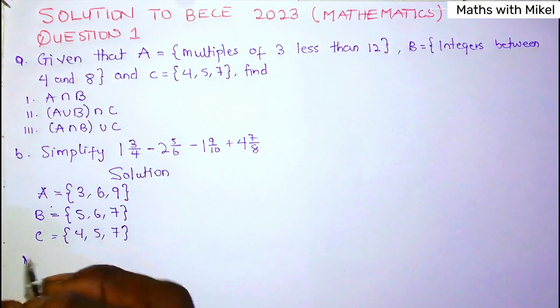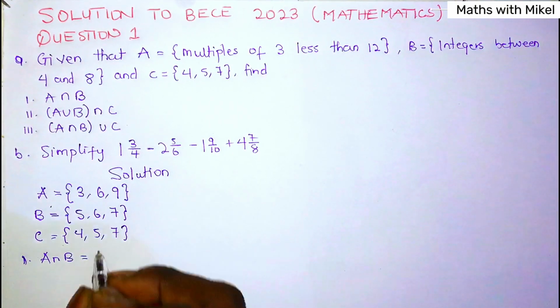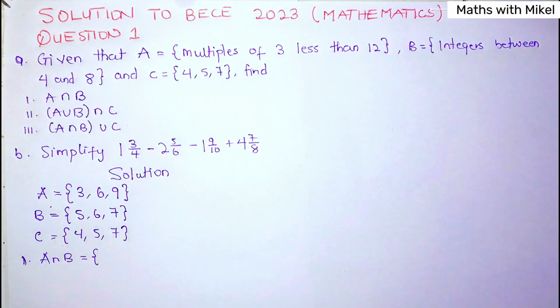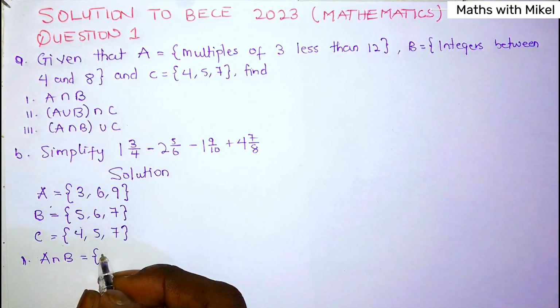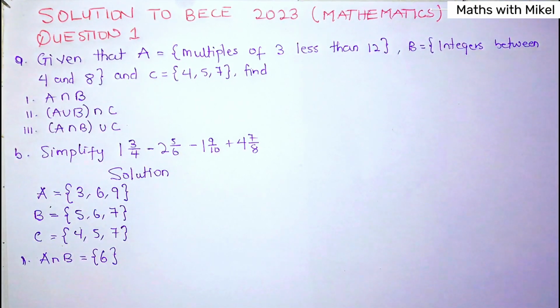Now (i), we are asked to find A intersection B. We are looking at the elements in A and B that are common. We can't see 3 in B, but realize that 6 is common in both sets A and B. So that is our A intersection B.